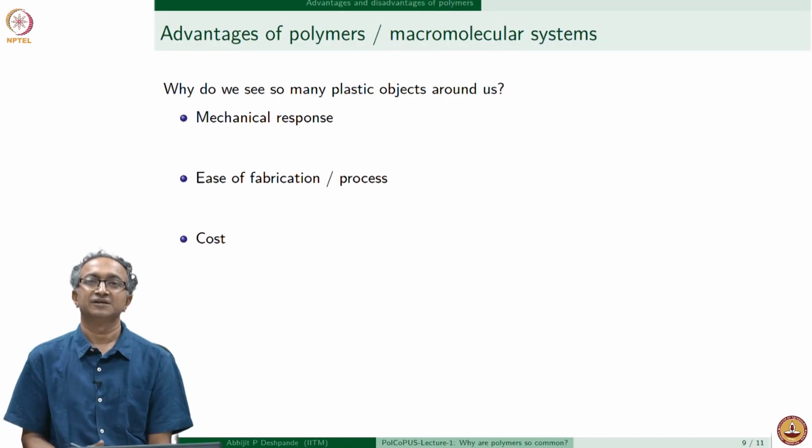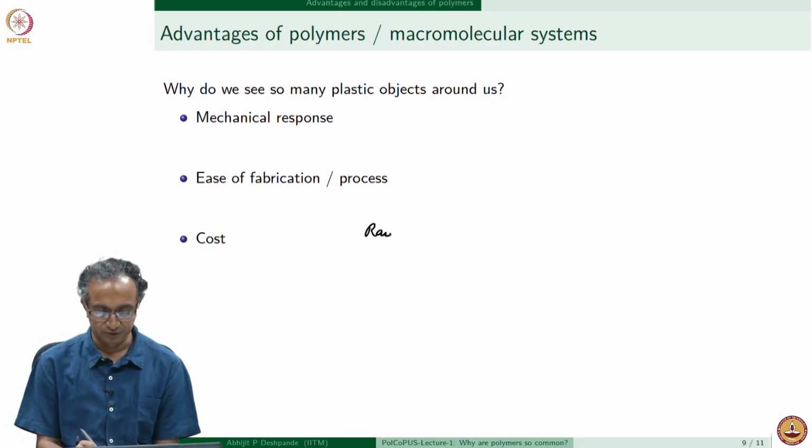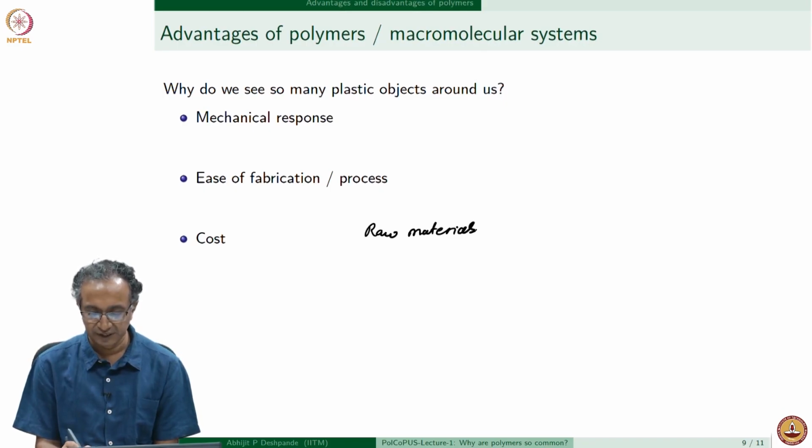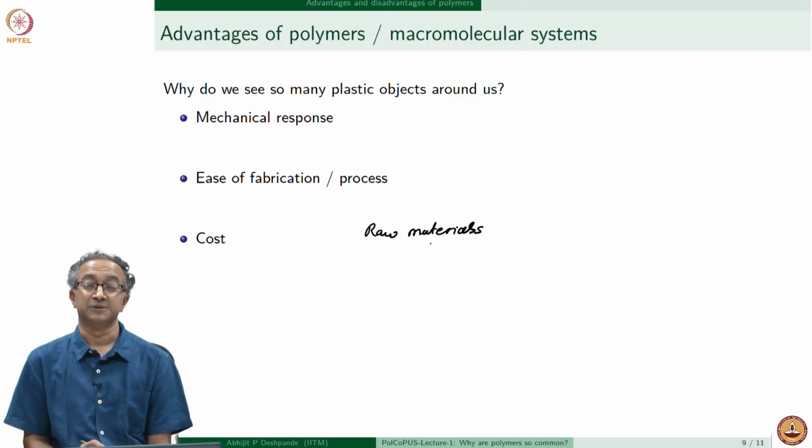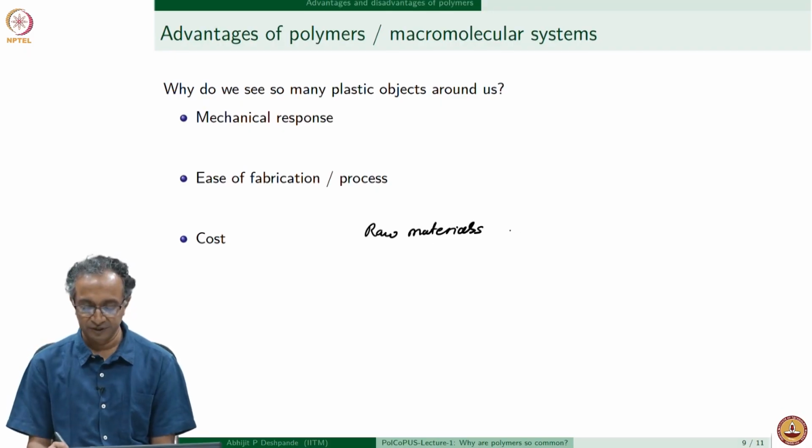Cost is also another feature. Because of ease of fabrication and the speed at which we can make these objects, very high volume production is possible, and that brings down the cost. Another important reason for low cost is the raw material that is used for these plastics. In fact, this also is an issue related to the sustainability of polymers. We use mostly non-renewable raw materials which come from petroleum.